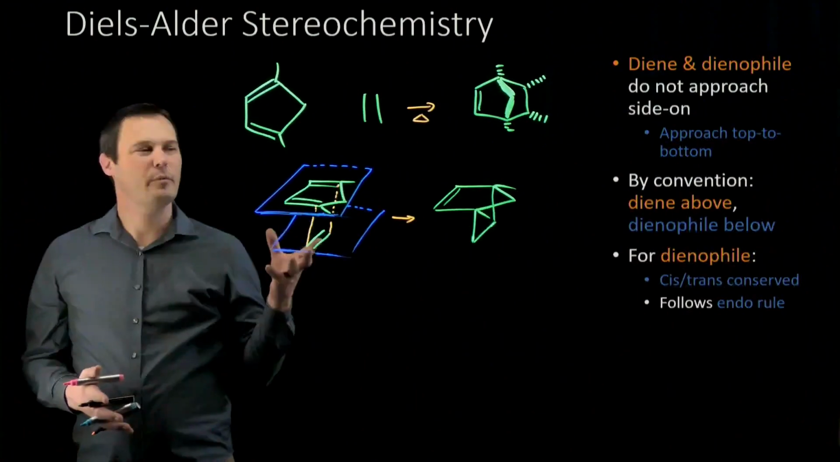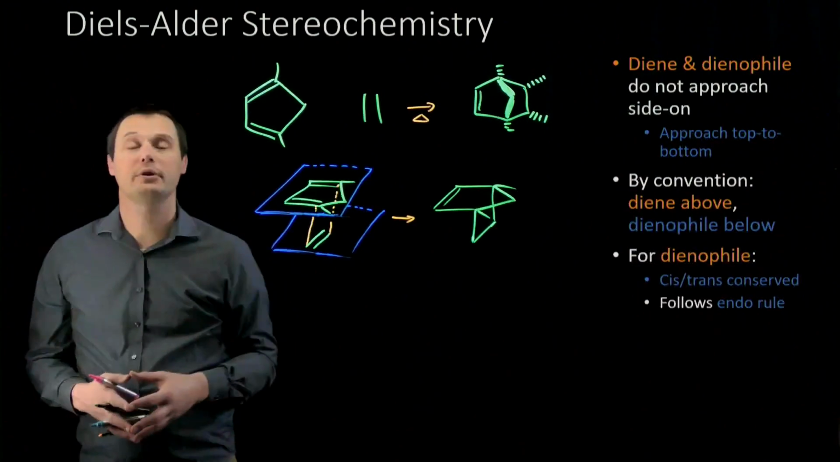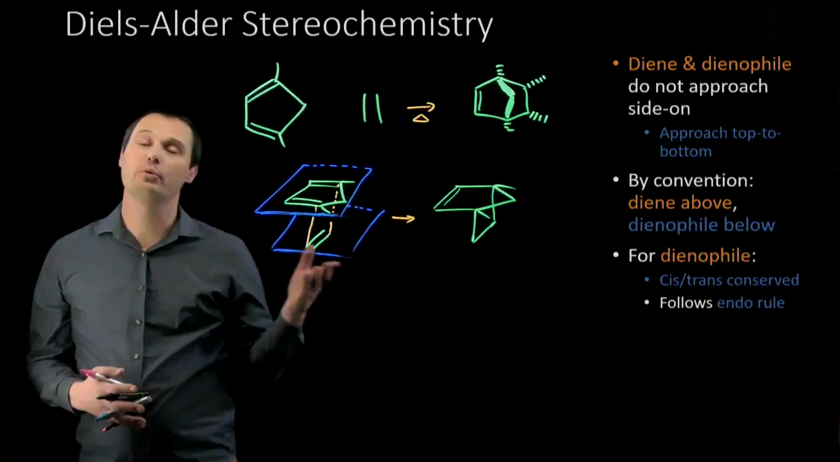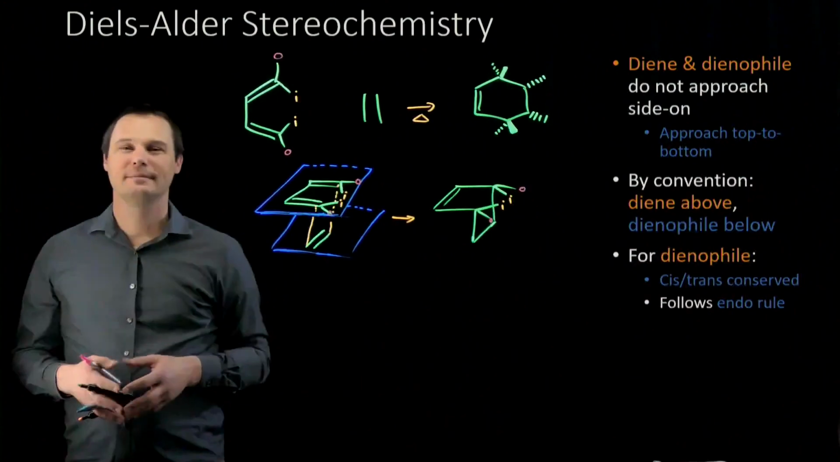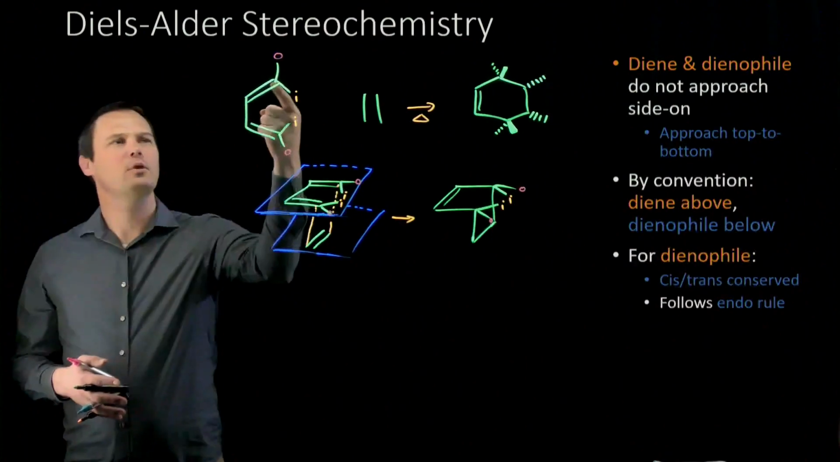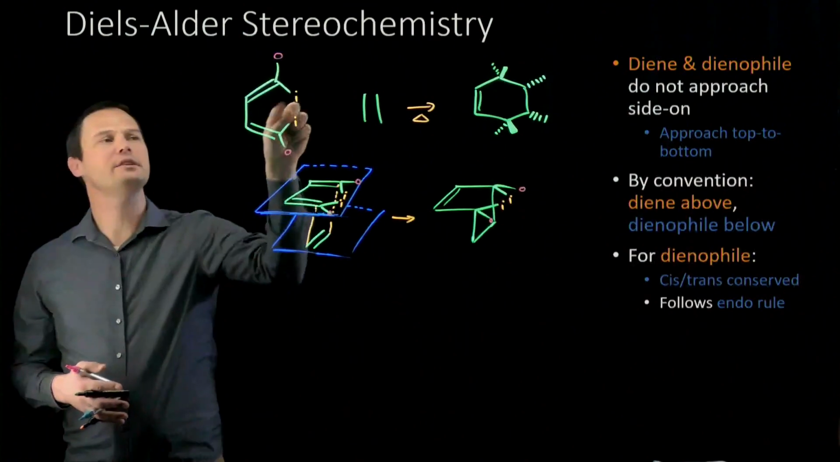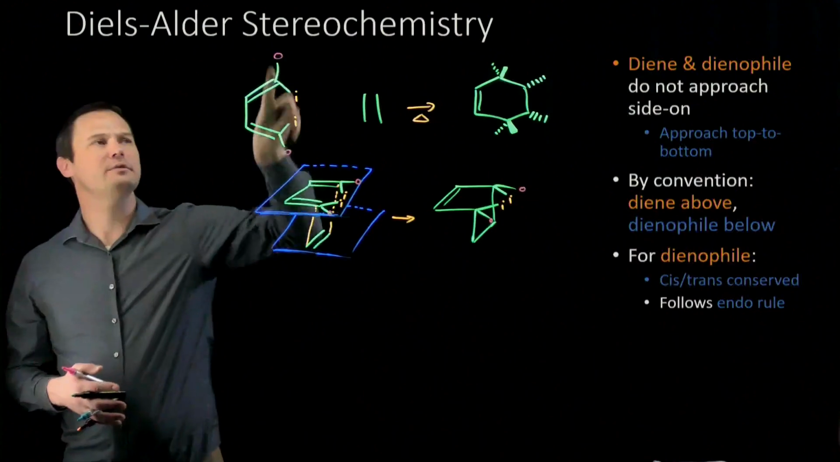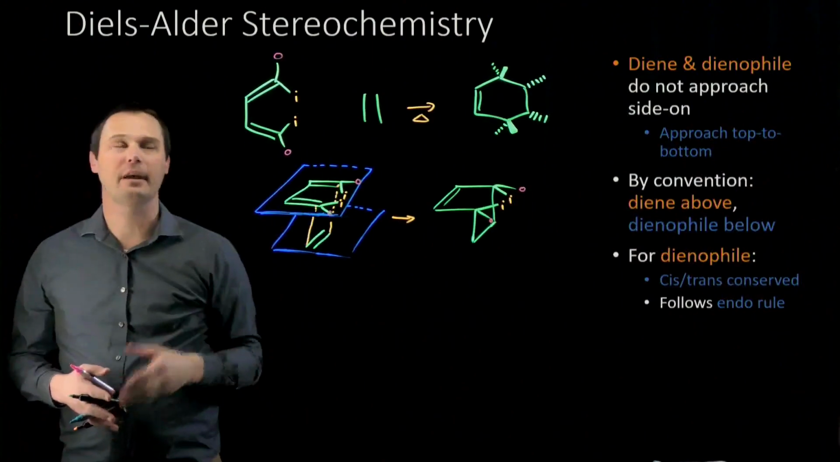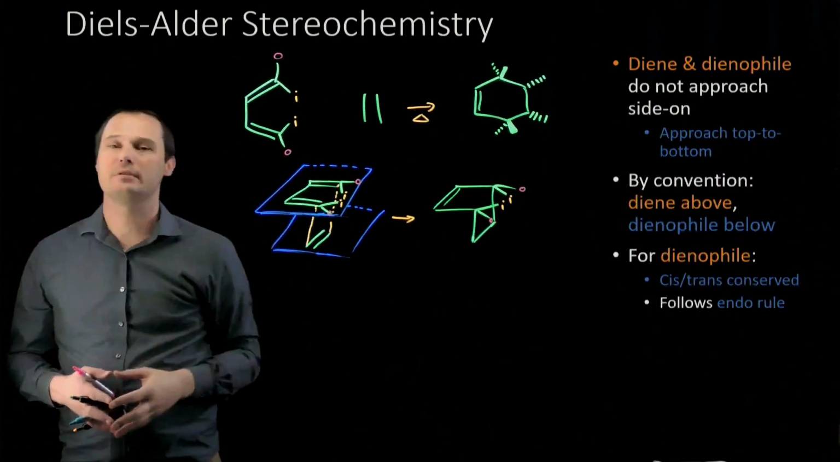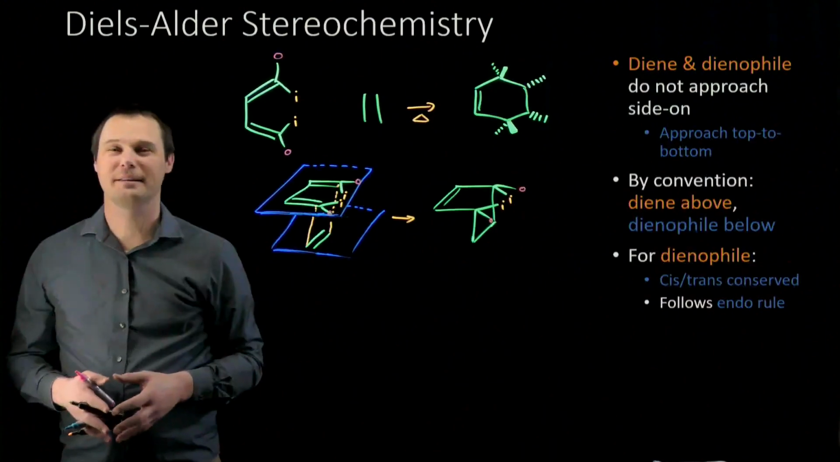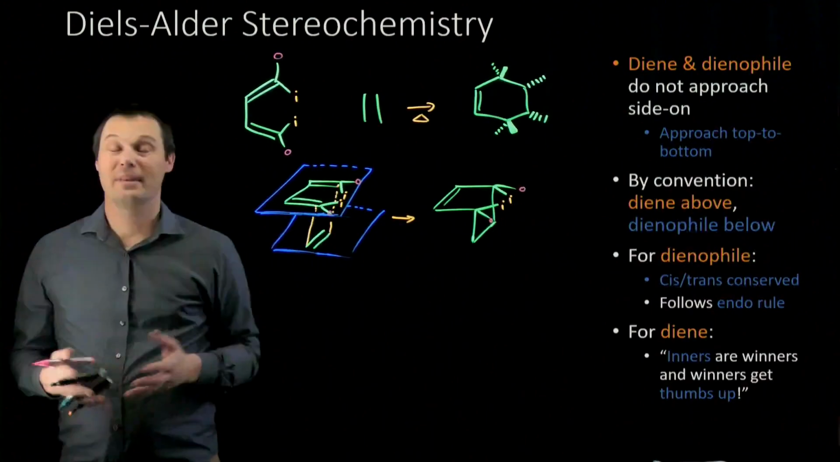I struggled to come up with a good way to explain this, but I had a student a couple years back come up with a great mnemonic to help you with the stereochemistry with respect to the diene. It goes like this. If we think of the 4 carbons of the diene as kind of a cave, then 2 of these substituents are pointed into the interior of this cave, and 2 of these substituents are pointed out to the outside of the cave. So we have inner substituents versus outer substituents on our diene. And here's our mnemonic. Inners are winners, and winners get thumbs up. As silly as that is, it works.